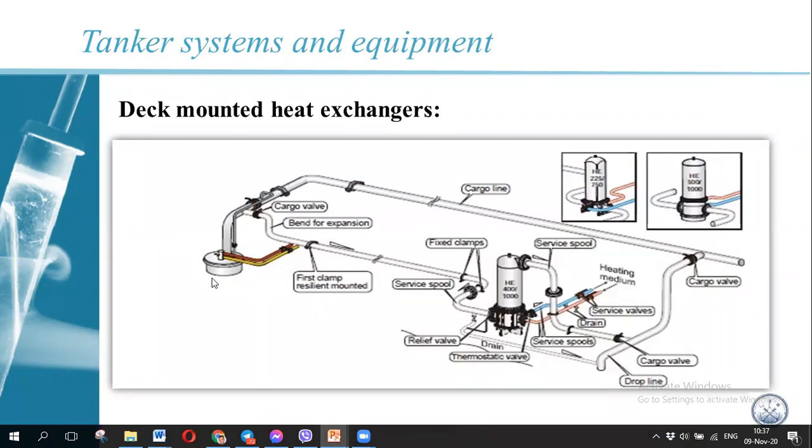Also is the same here. Yeah, the cargo is taken from the tank, put here in the heat exchanger and dropped back down. So if we need to discharge, no problem. We can send and discharge it this way.